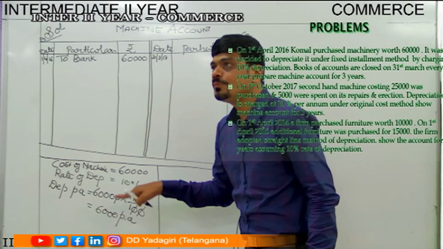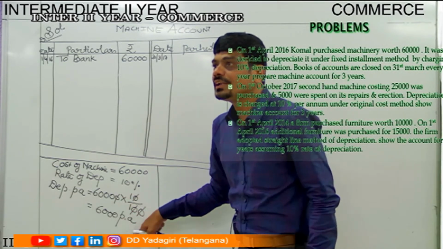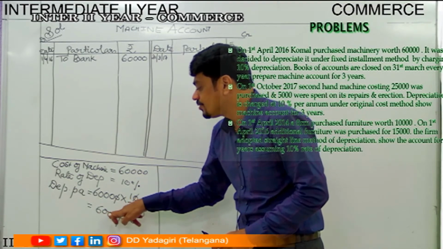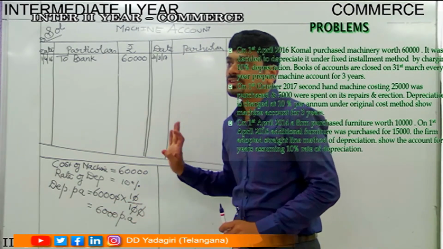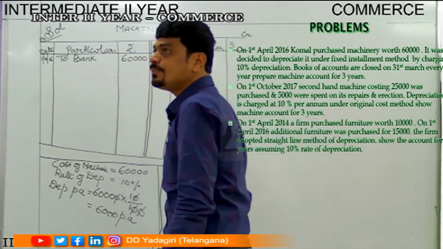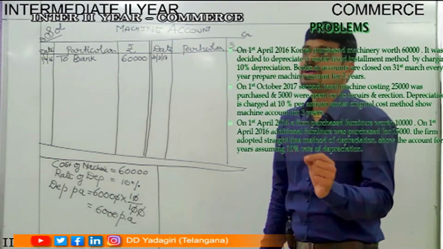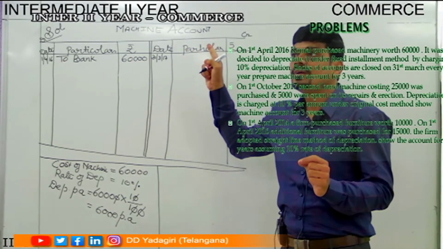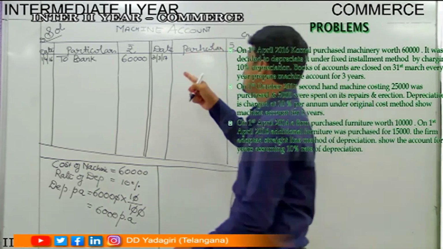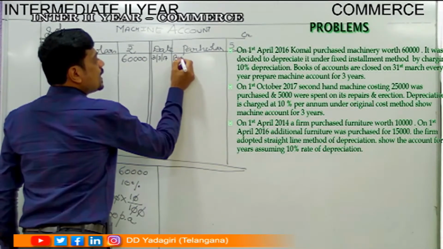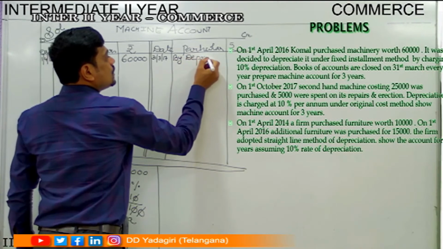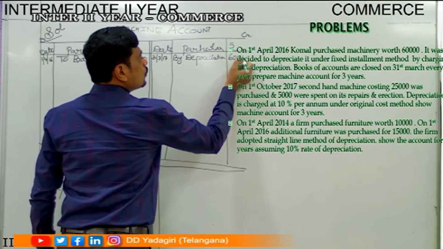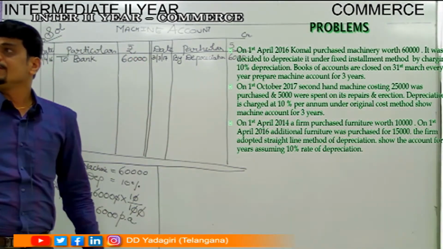Why did I write per annum? Because this is which method? Straight line method. So every year I am going to charge 6,000 as depreciation. Done? So what is the entry for charging depreciation? Depreciation account debit to asset account. So which account is credited? Asset account is credited. So on the credit side we write by depreciation, how much? 6,000. Now we have to find the balance.